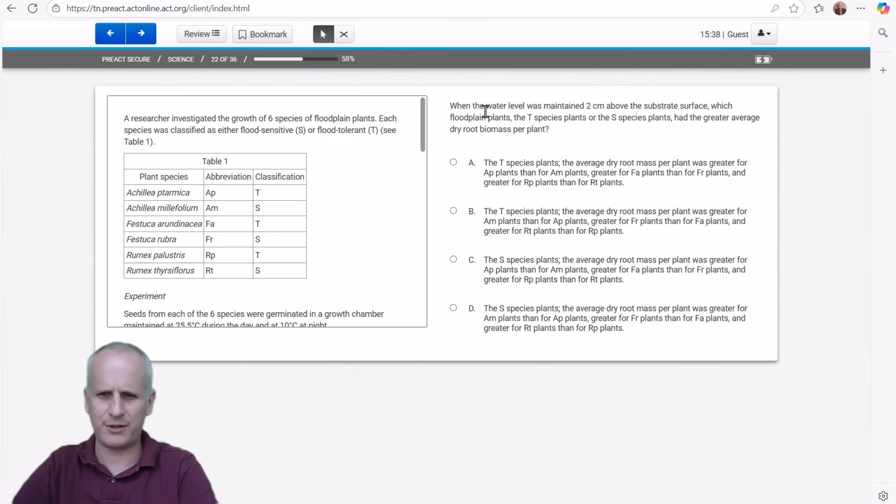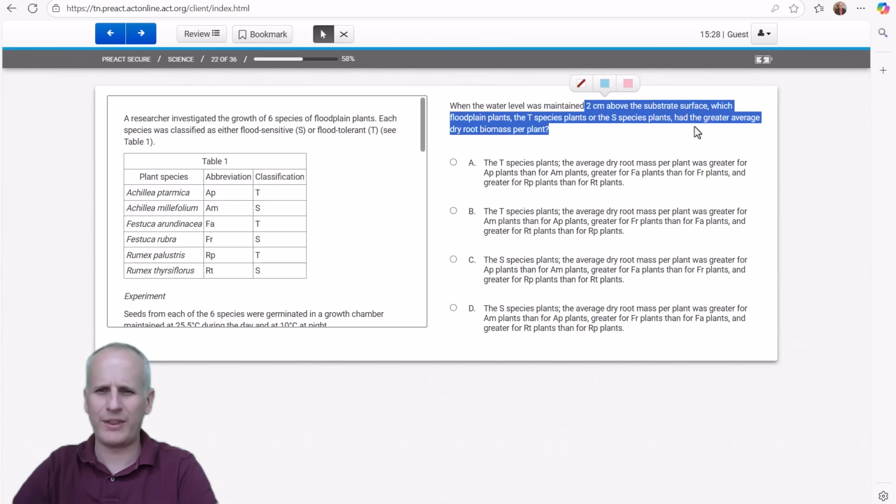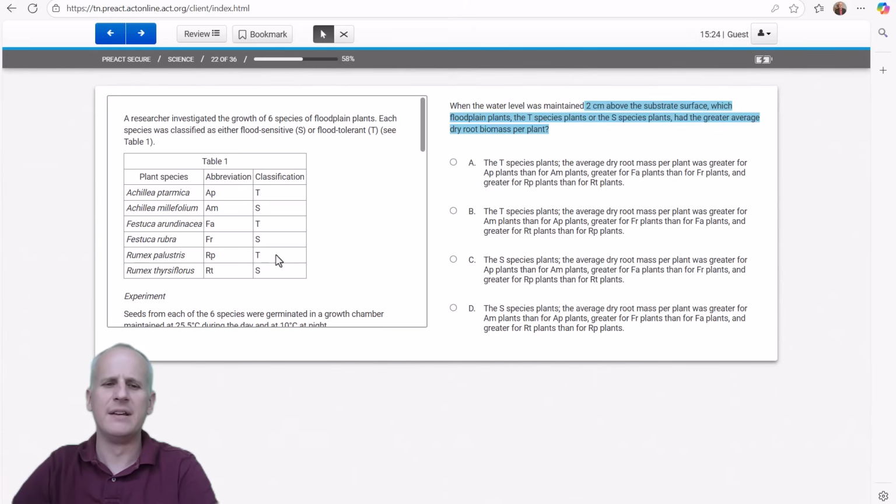And we'll move on to the next question, which asks, when the water level was maintained 2 centimeters above the substrate surface, which floodplain plants, the T species or the S species, had the greater average dry root biomass per plant? So we can see that there are different classifications. We've got AP as a T, FA as a T, RP as a T, and then the others are going to be S's. So if I can remember AP, FA, RP are all T's, that can help me.